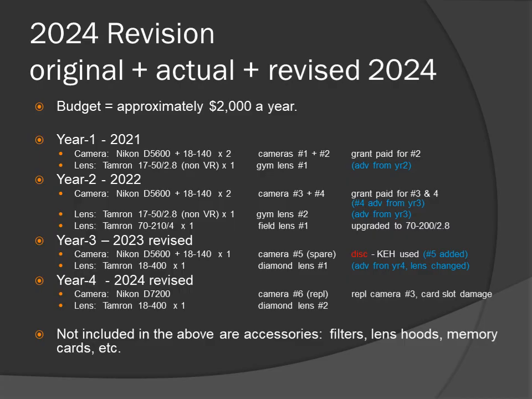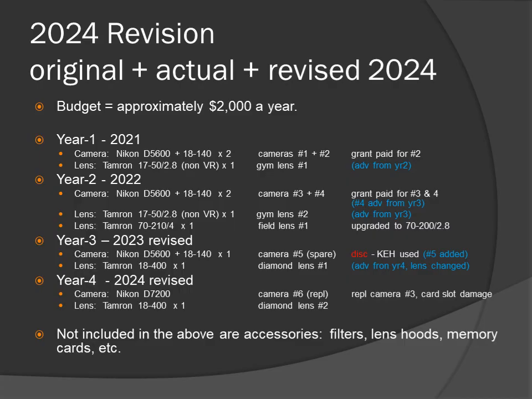So, year 1, 2021, cameras 1 and 2. The teacher was able to get a grant which paid for camera number 2. With that grant, the money was saved so we could get the gym lens from year 2. So instead of waiting for year 2 to get that lens, we got that in year 1. And we were able to use it in year 1.